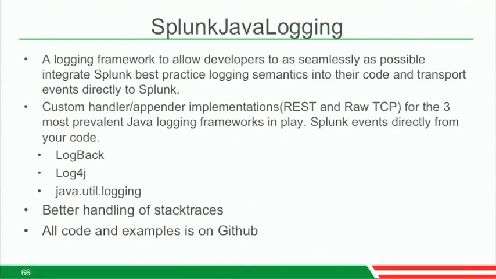So Splunk Java logging is a logging framework I created and put up on GitHub. The idea of this is to allow developers to, as seamlessly as possible, integrate the Splunk best practice semantic logging format into their code and transport their log events into Splunk. So what I talk about when I say best practice logging semantics is like those simple key equals value pairs, and actually getting your developers to really think about what is of value in terms of the log content that I'm generating and sending into Splunk. So rather than having to continually beat developers with a spoon and remind them to adhere to coding standards, I decided to create a framework. Frameworks are more reliable than developers sometimes.